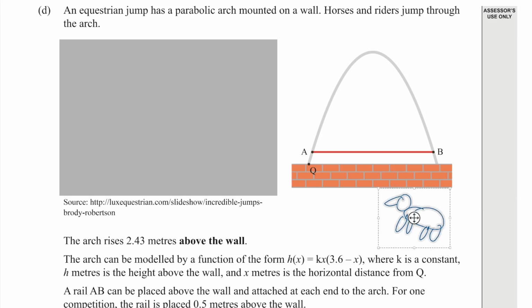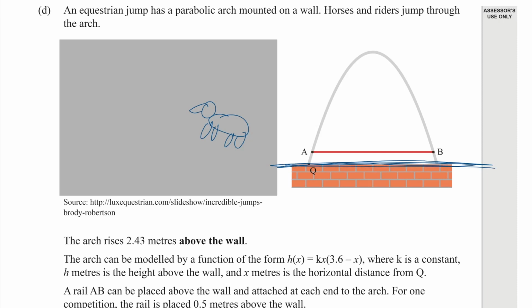Anyway, this horse runs along and jumps over this rod AB under the arch and continues on. And now it's frozen. It can stay there. So we know that this arch rises 2.43 meters above the wall. So this wall line here, we can consider that the x-axis, right? And let's consider this point Q the starting point. So that could be our y-axis, and it has a height of 2.43 meters.